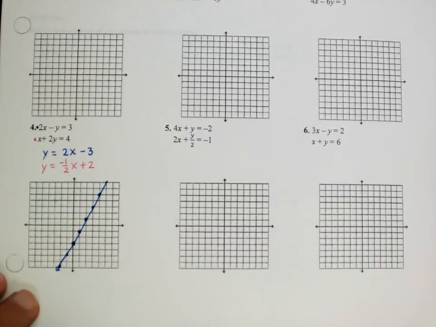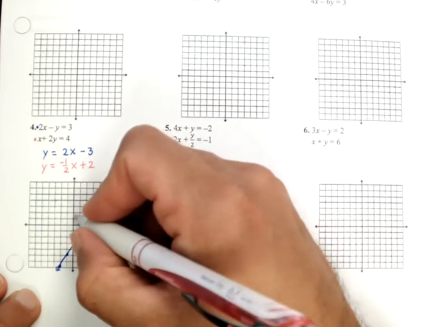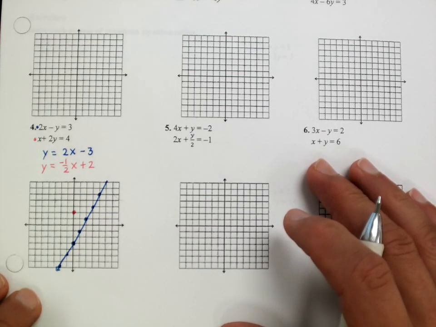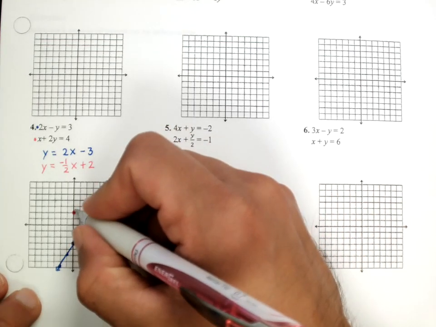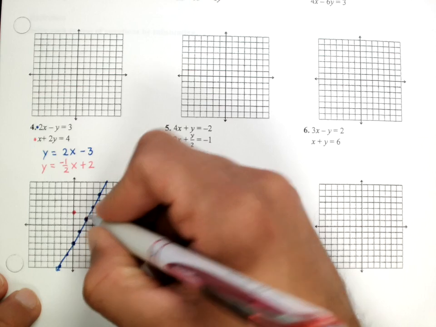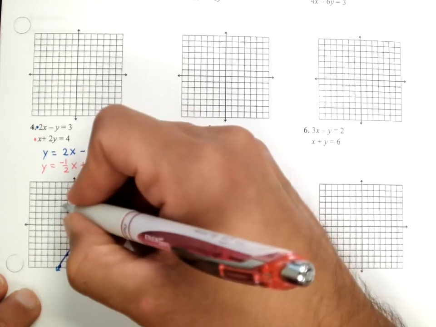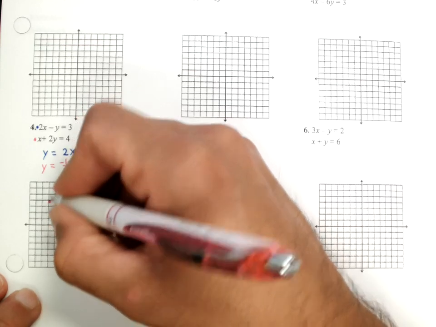And now I'm going to graph this one right here. The y-intercept is 2, and the slope is negative 1 over 2. So I'm going to go down 1 and to the right 2, down 1 to the right 2, and down 1 to the right 2. I'm going to go ahead and continue graphing this.